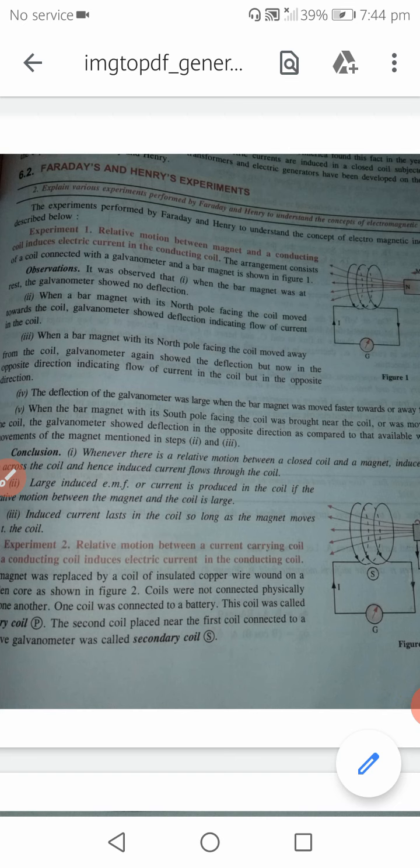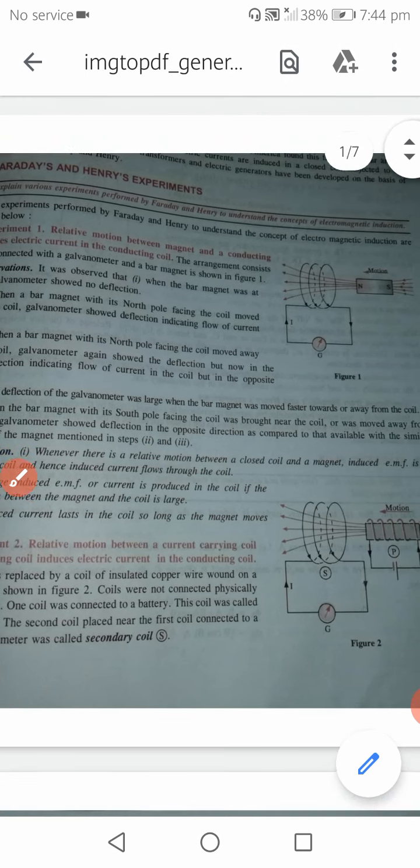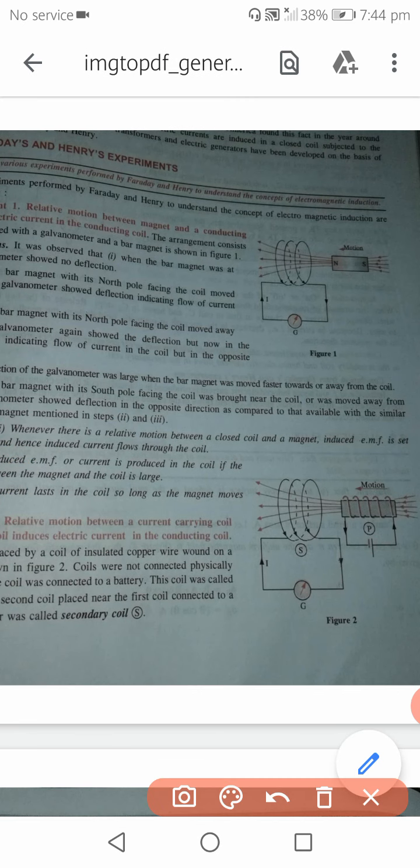Now suppose experiment number 1. In this experiment you can see that there is a coil. This coil is connected with a galvanometer and there is a bar magnet. Here a few points are written, 1 2 3 4 5. I'll tell you all the points together with the help of this diagram. You can read these 5 points, but I am telling the main part of these points.